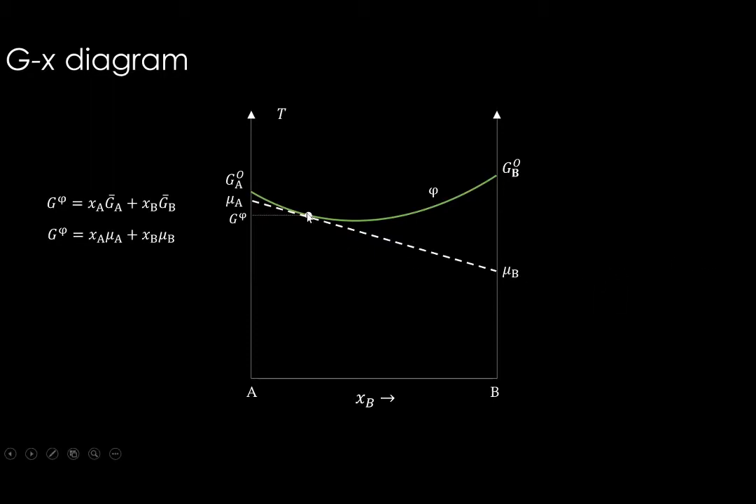So what is this point, the value G phi? It is nothing but this mu A value multiplied by this extent XA, since this point is XB and the remaining entire thing is XA. XA multiplied by mu A, this y-axis value, then XB multiplied by mu B. That is going to give this value here, this y-axis value.